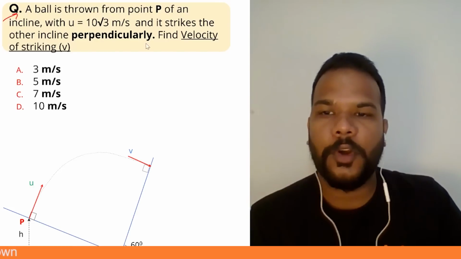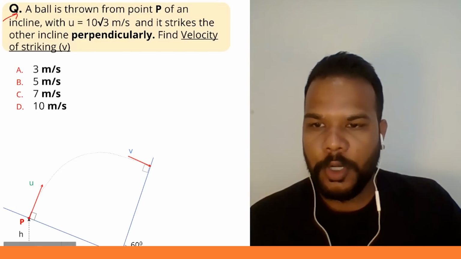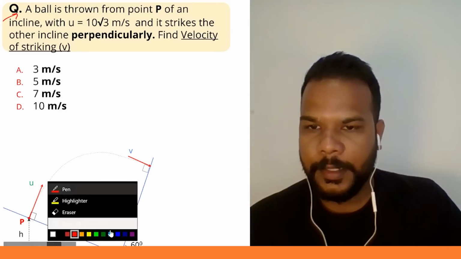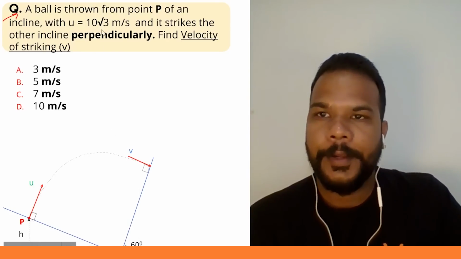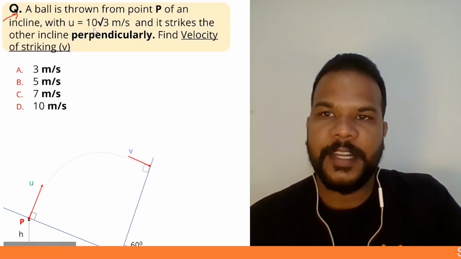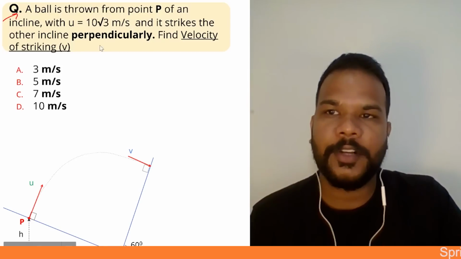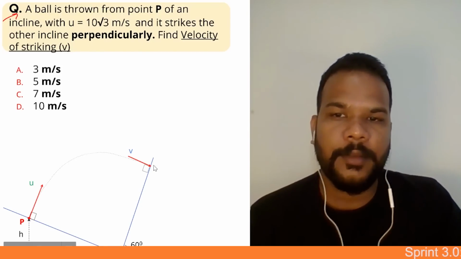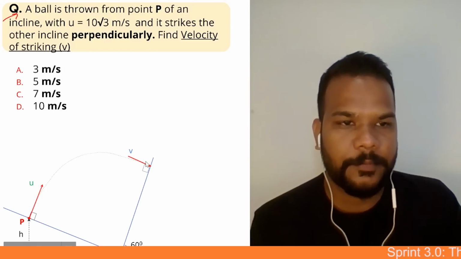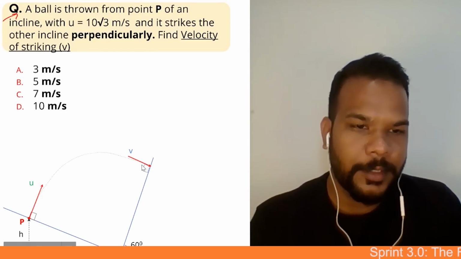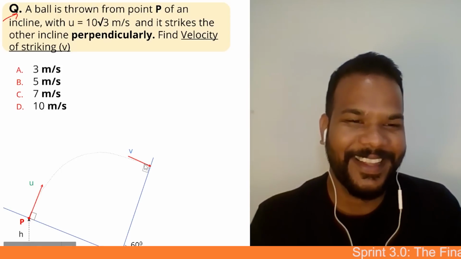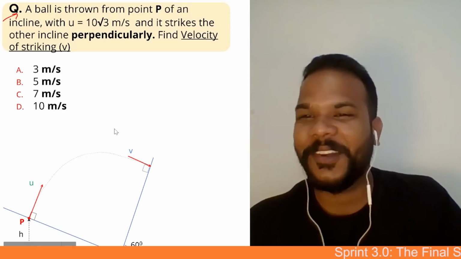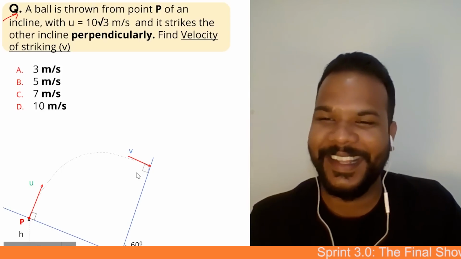a ball is thrown from point P. एक बॉल को हमने पॉइंट P से थ्रो किया है and the initial velocity is given as 10 root 3 meter per second and it strikes the other inclined plane perpendicular. We have to find out the velocity with which it is striking the plane. C for corona. Okay, let's see.